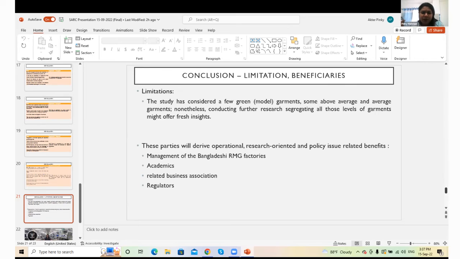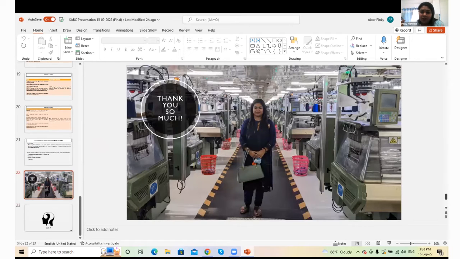The following parties will derive operational research-oriented and policy issue-related benefits. Number one, management of the Bangladesh RMG factories, then academics, the related business associations, and after that, regulators. I have visited some factories, and this is the Jacquard machine. And that's all of my presentation.